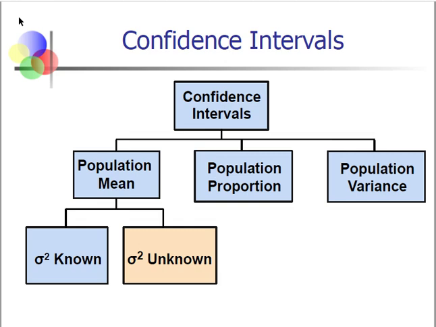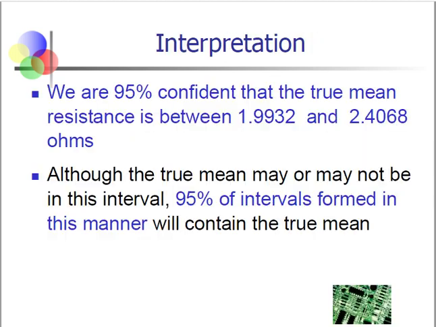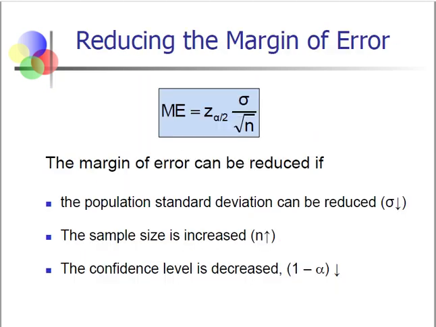Okay, we are now looking at the second case, when the population variance is unknown. Here we have two cases as well. If the population standard deviation is unknown, but the sample size is greater than 30, then we use a similar formula to the one we used earlier.